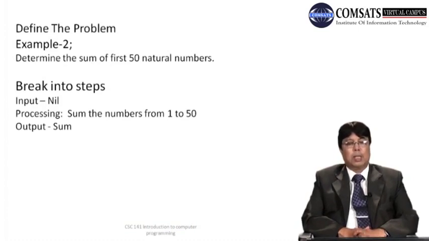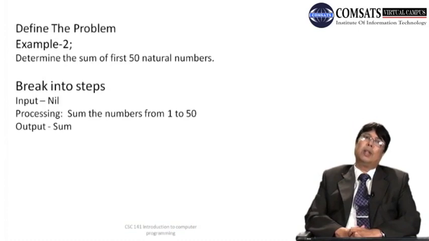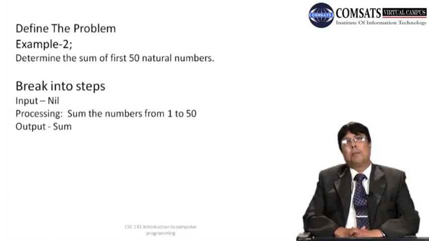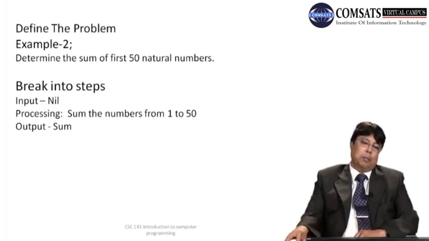Processing. Sum the numbers from 1 to 50. We need to add 1 and 2, 2 and 3, 3 and 4, 4 and 5, and so on. Then 46 and 47, 47 and 48, and so on up to the point where we add 1 to 50 numbers. And then we need to display the result. And result is, suppose, sum.